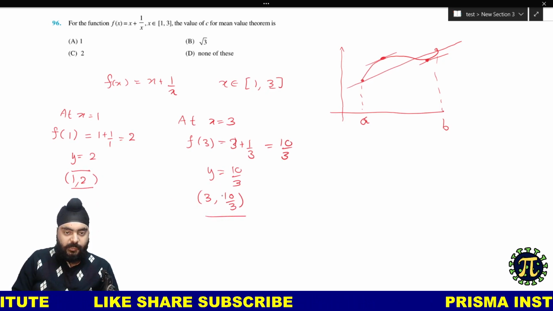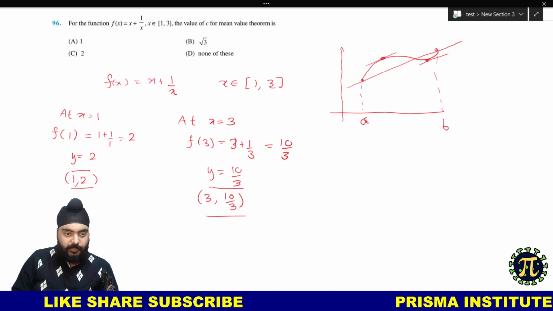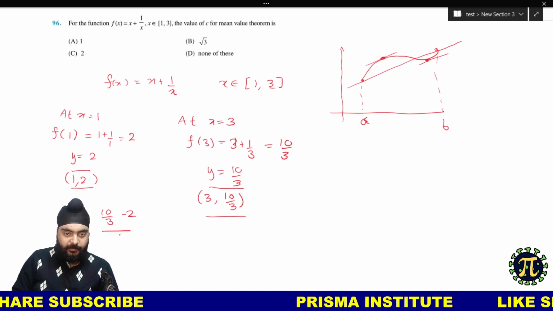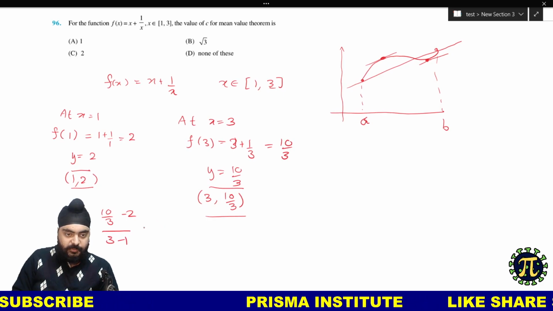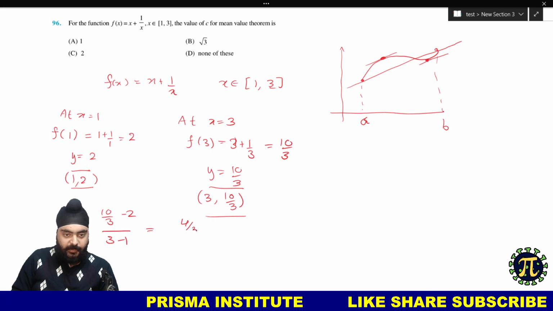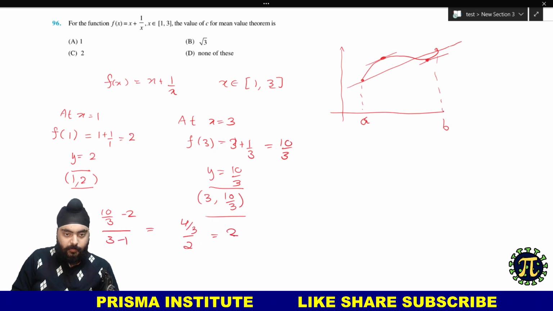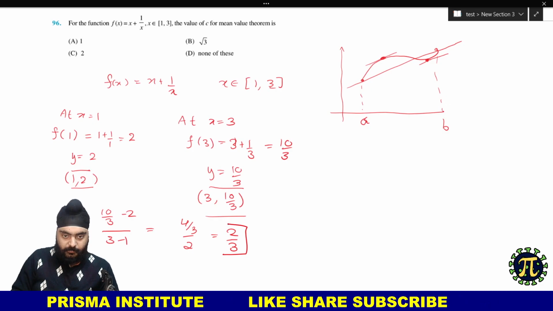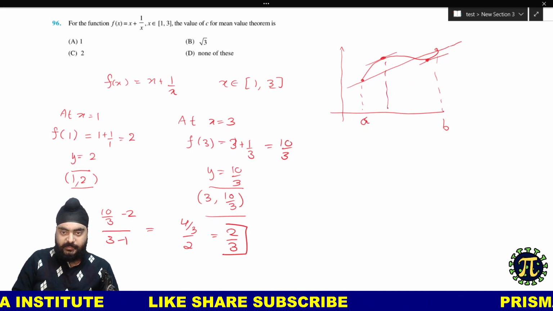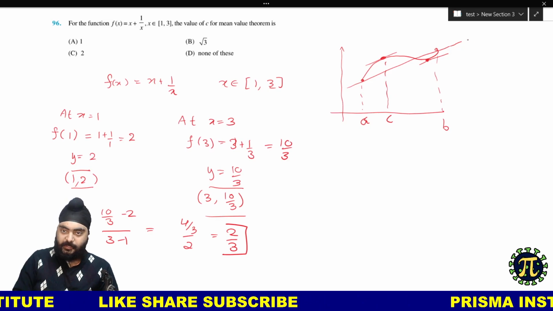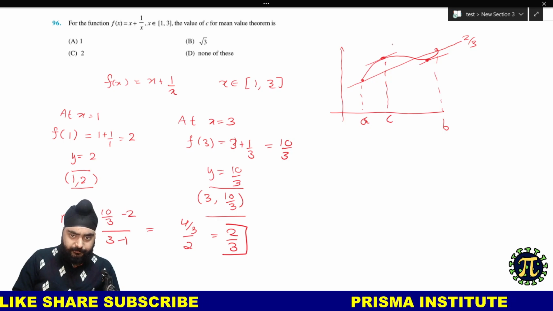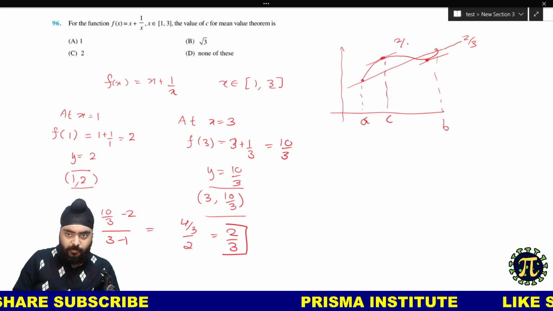(1, 2) to (3, 10 by 3) का स्लोप कितना होगा, स्लोप ऑफ द लाइन विल बी y2 minus y1, so 10 by 3 minus 2 divided by 3 minus 1 which is 4 by 3 divided by 2, and which is 2 by 3. Okay, so we should check if there is a point c in between, let's say this is the c जहाँ पे slope कितना आ रहा है, 2 by 3, and there must be a point c in between for which slope is 2 by 3.